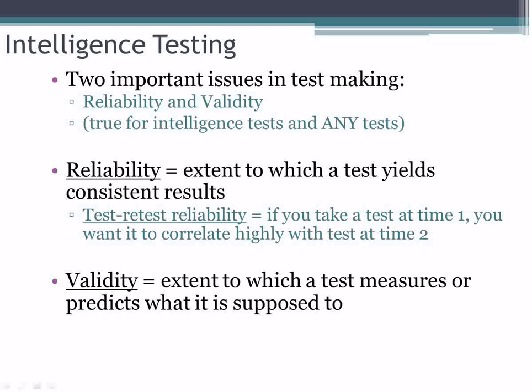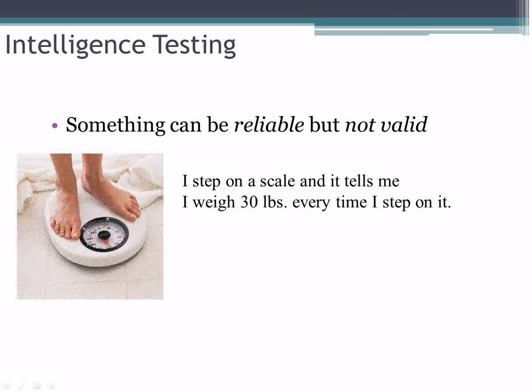Validity is the extent to which the test measures or predicts what it is supposed to, right? The extent to which it actually measures intelligence, whatever that is, right? So an intelligence test can be reliable but not valid. So for example, if I measure your intelligence every time and it tells you that you score 30 on this intelligence test, that would be reliable. It's telling you every time. Likewise, if I step on a scale and it tells me I weigh 30 pounds every time I step on it, that is a reliable scale.